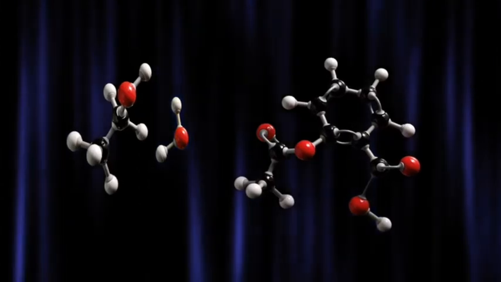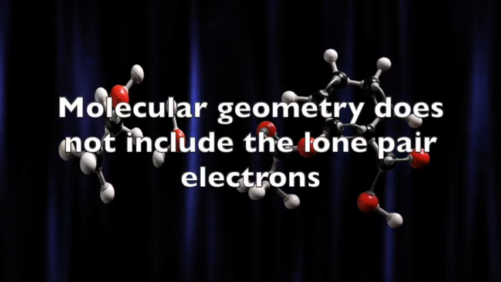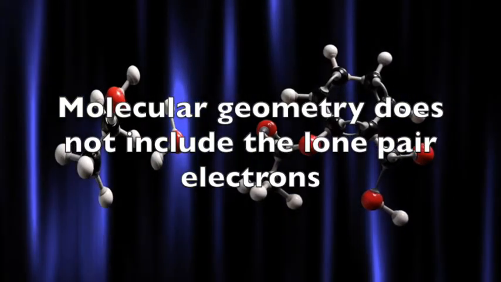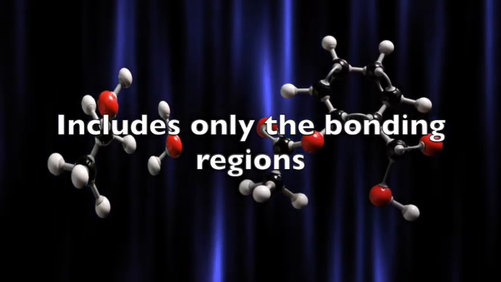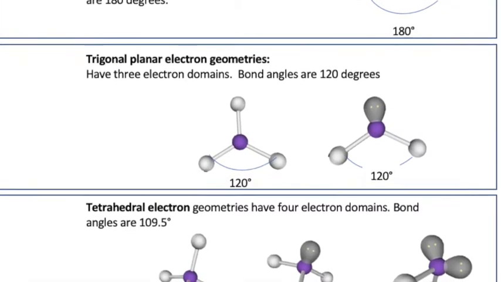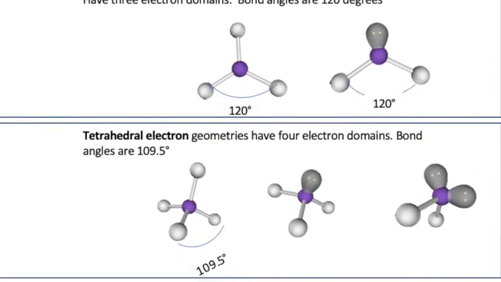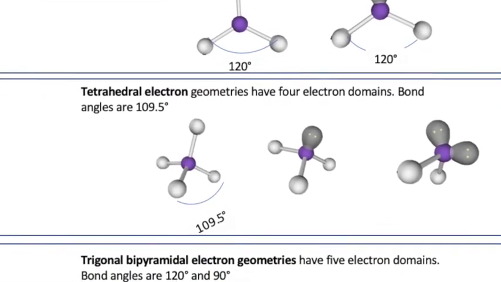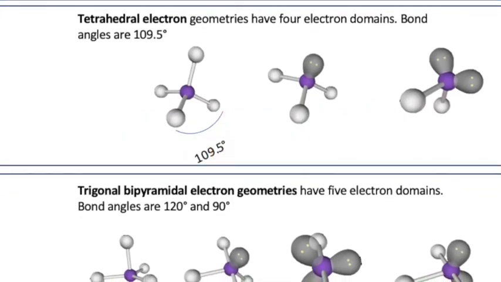One thing that makes molecular geometry different from electron geometry is that molecular geometry does not include the lone pair electrons. It includes only the bonding regions. However, because electron geometry is what ultimately determines a molecule's shape, we need to think about these invisible lone pairs because they affect the molecular geometry. Lone pairs are negatively charged and they repel other electron domains, hence bending molecules into the shapes we know and love.